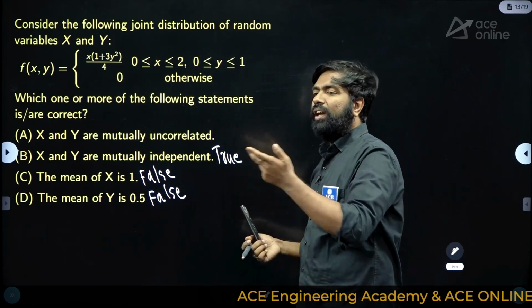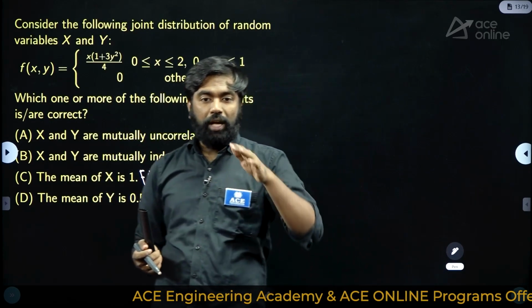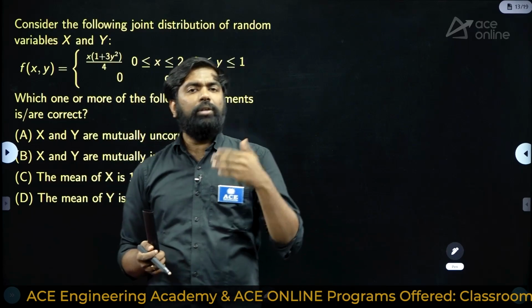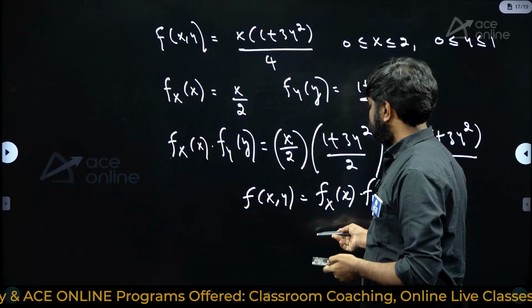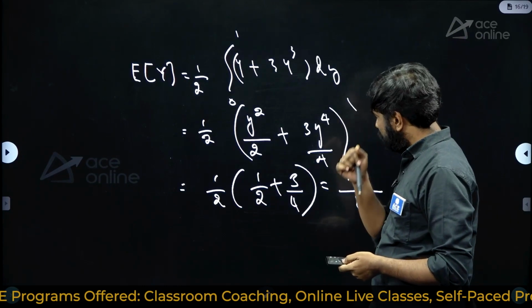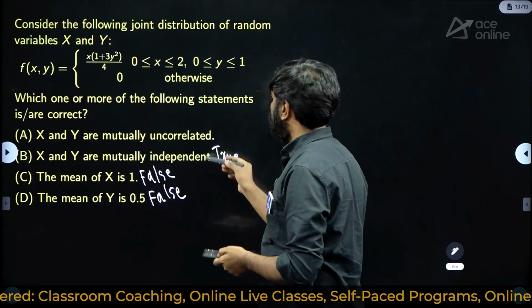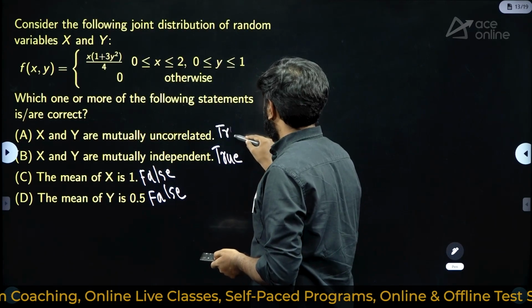So the other way need not be true. What is the other way? If they are mutually uncorrelated, they may not be independent. But since we found that they are independent for sure, they must be mutually uncorrelated as well. So this is also true.